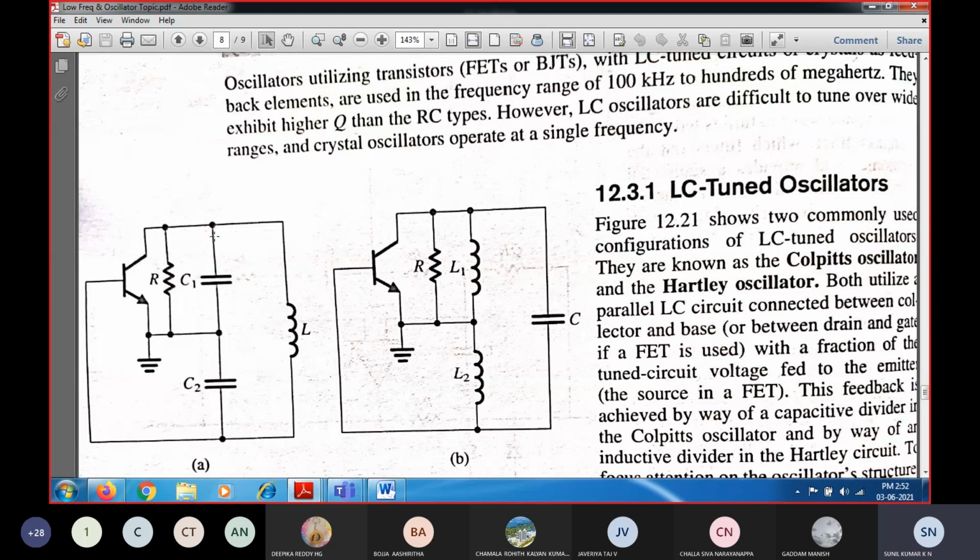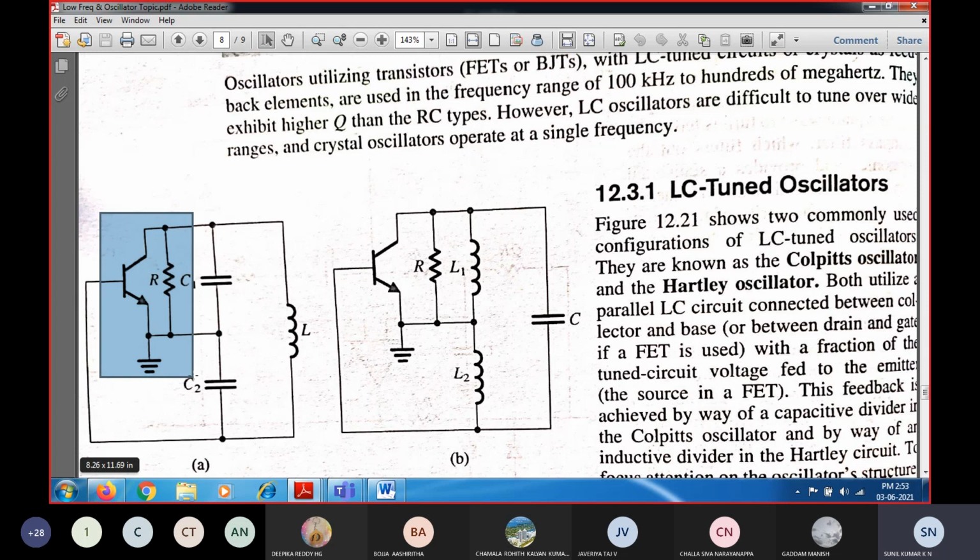If you have a feedback element in this fashion, with two capacitors and one inductor, then that type of oscillator would be called a Colpitts oscillator. So you're going to have a Colpitts oscillator as well as a Hartley oscillator. Here we'll just look at the circuit diagram. The circuit diagram remains the same. You'll have one amplifier network, which can be either a BJT, an FET, or any operational amplifier.